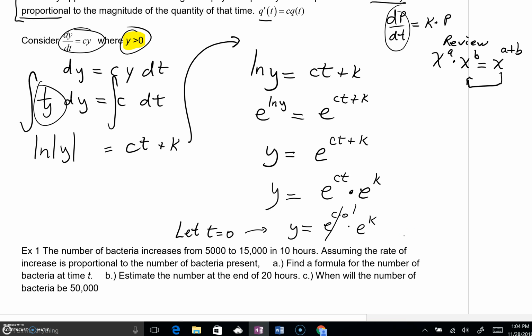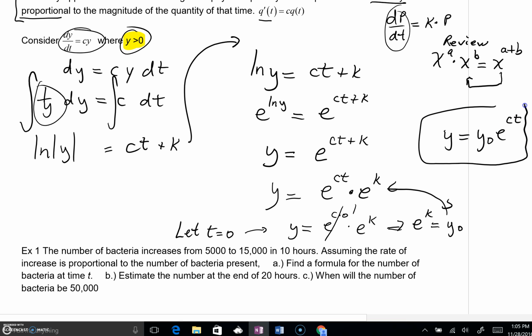So, in other words, e to the k is your population value at what time? At time equals 0. That means we could say that e to the k is really your beginning population. Put these two things together, and you're going to wind up with this thing. Does that look familiar to you? It's the exponential growth and decay formula.